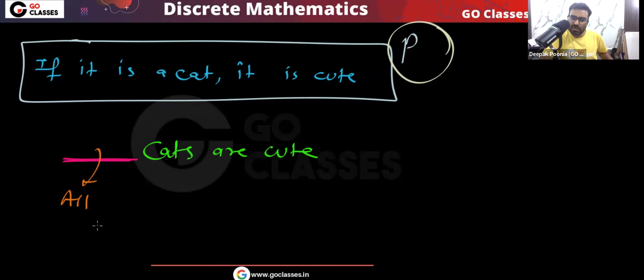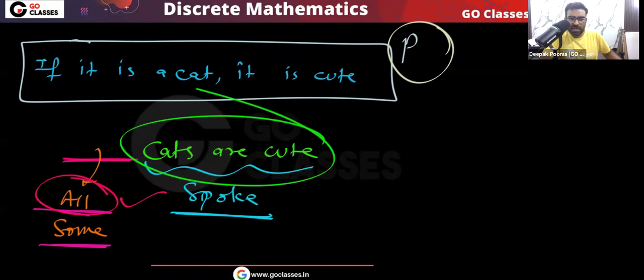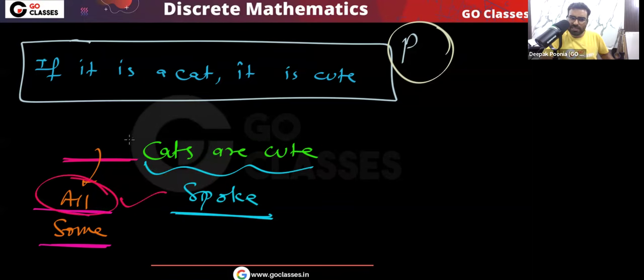Is all implicit, or is some implicit? This is what I spoke. Now tell me, what is implicit? Universal quantification or existential quantification? The answer is universal quantification. When we say cats are cute, we are basically saying that all the cats are cute. So remember, in our day to day life also, the universal quantification is hidden basically.